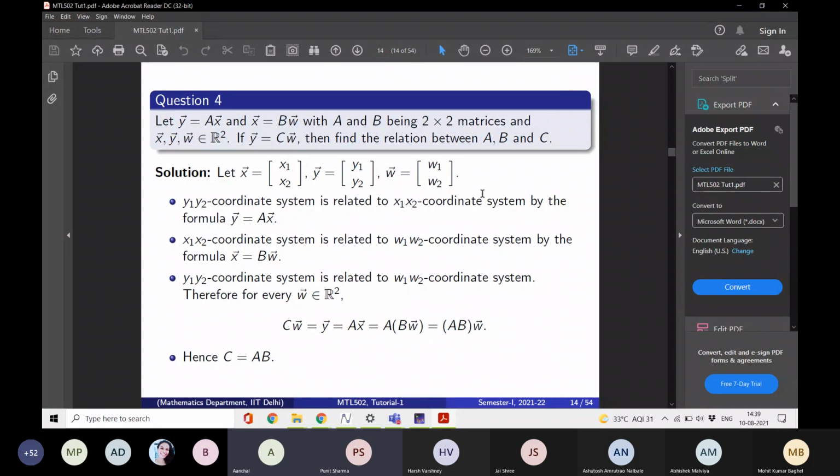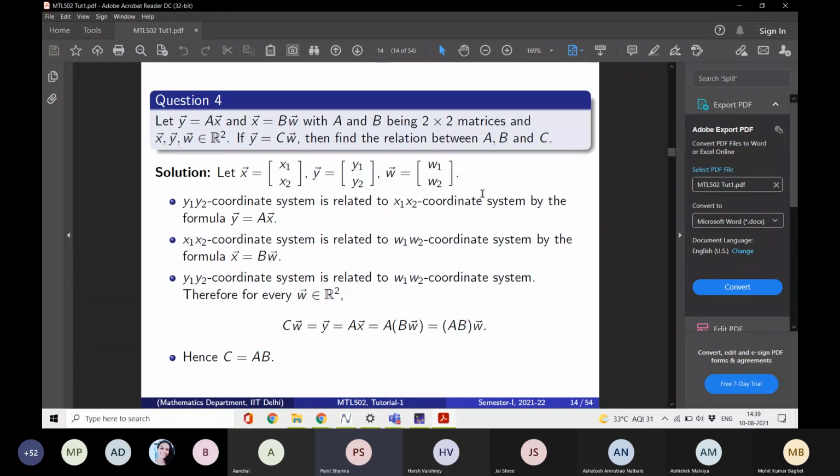Yes, so this is the precise way to do it. See, this statement is true for all W. So whatever W you take, (C minus AB) times W equals 0. This is true for all W. And using that, you have to show that C is equal to A times B.